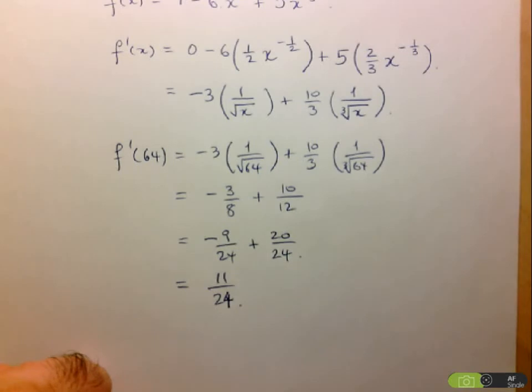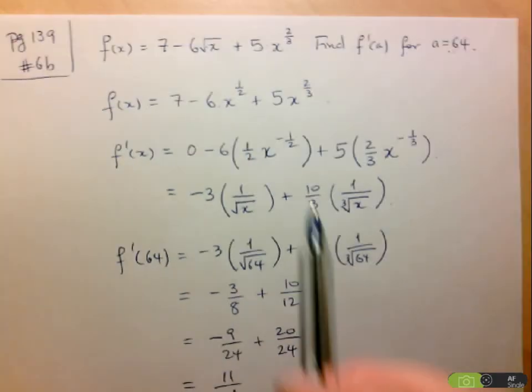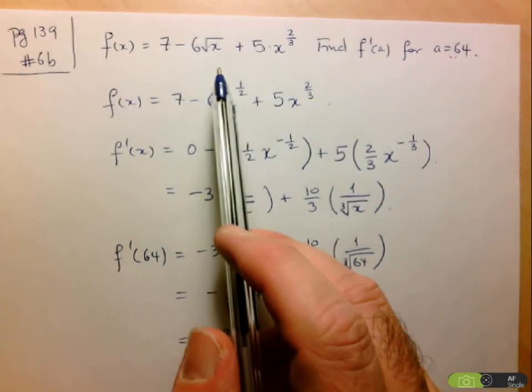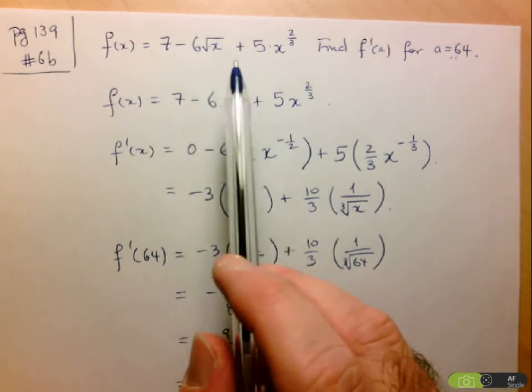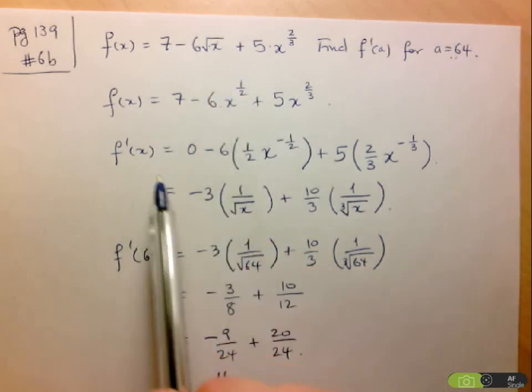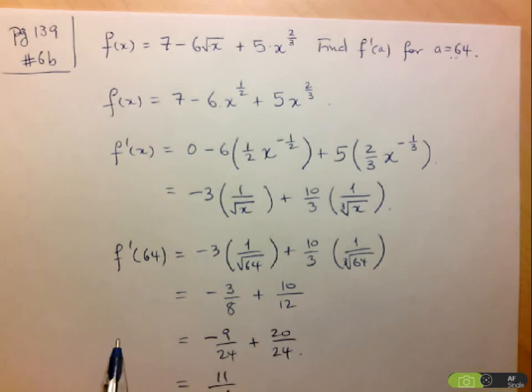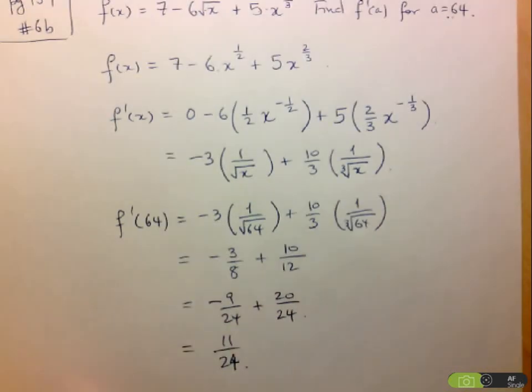There's our final answer. So just a recap. You're given a function, and you need to find the rate of change at a particular point. The first thing you do is find the derivative function, and then you can input your particular x value. Okay, that's it.